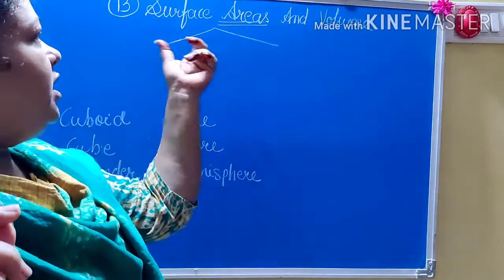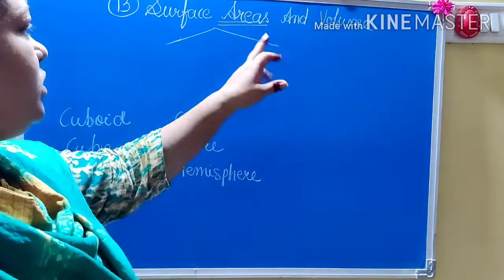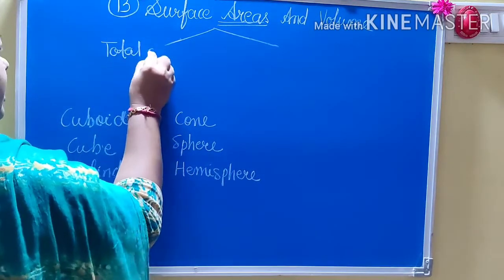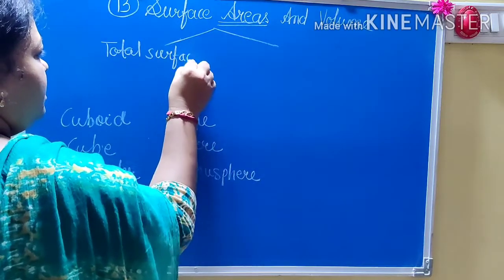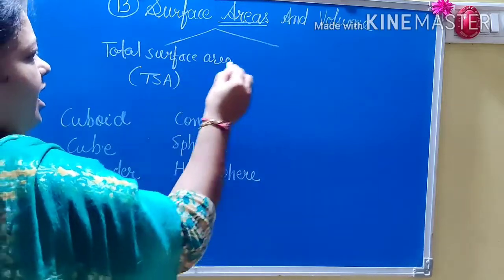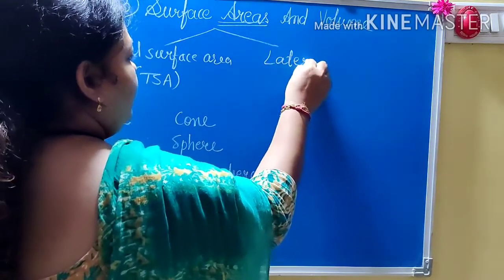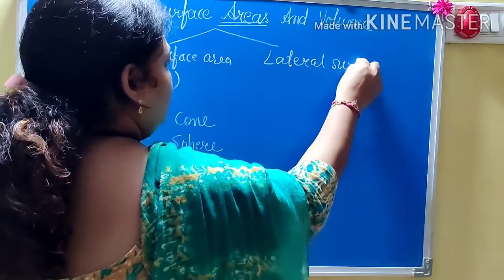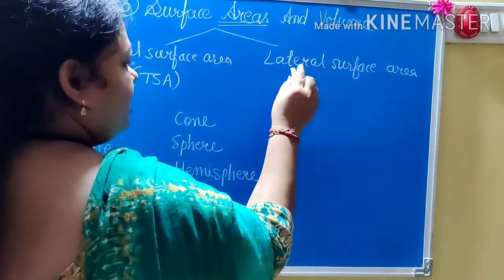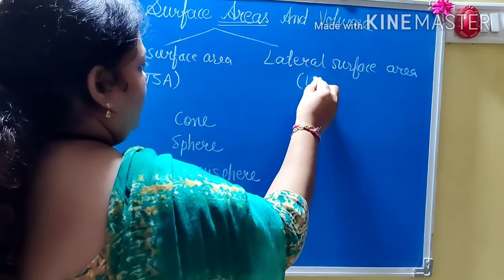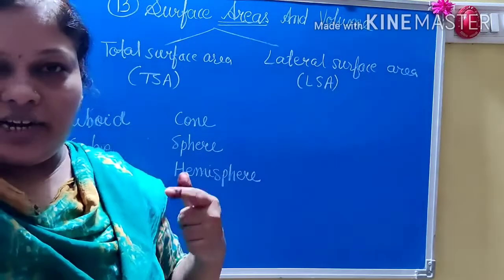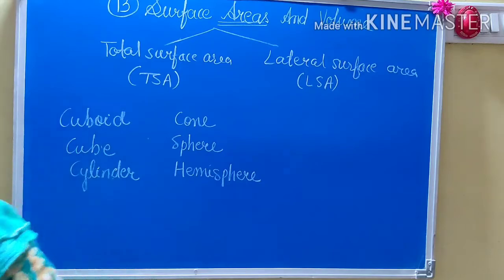Now when we are talking about surface areas, there are two types. One is total surface area, which we call TSA, and the other is lateral surface area. In the case of curved surfaces, it is curved surface area. So lateral surface area is LSA. Now what is the meaning of total surface area and lateral surface area? Let us see with an example.